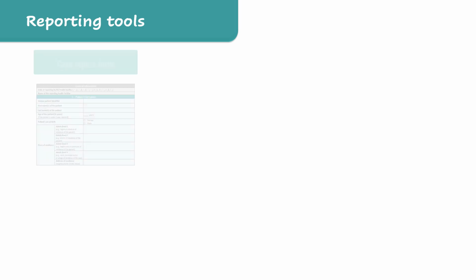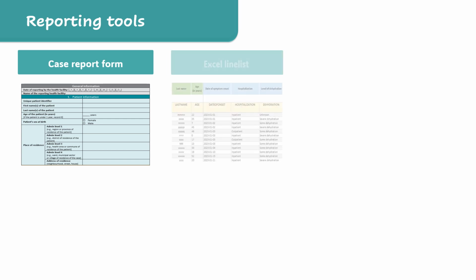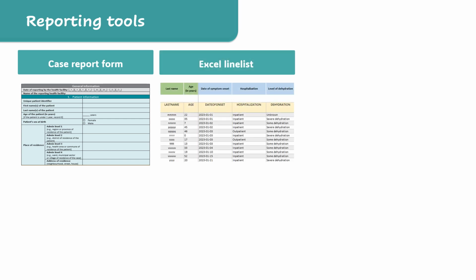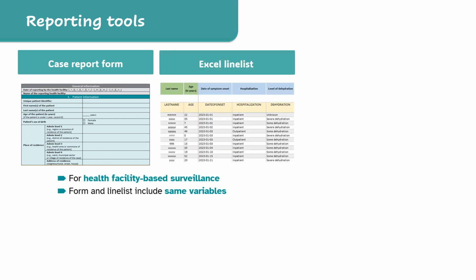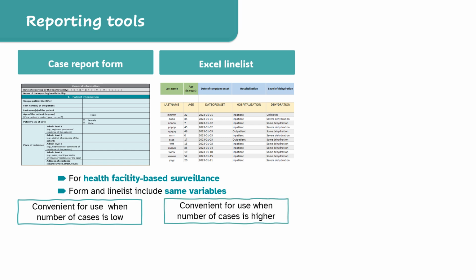You can also access standard cholera reporting tools. This includes a template case report form and a template line list in Excel. The case report form and the line list are for reporting standard case-based data via health facility-based surveillance. The case report form and the line list contain the same variables. The case report form is usually more convenient for use when the number of suspected cholera cases is low, while the line list is generally more convenient for use when the number of cases is higher.